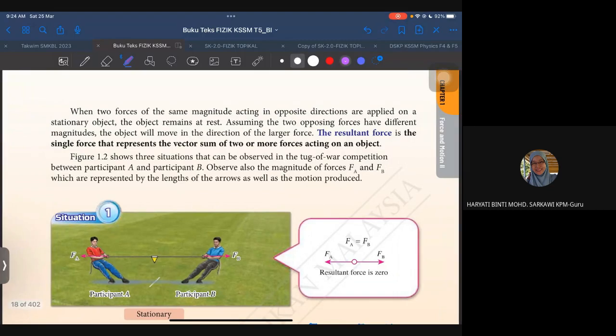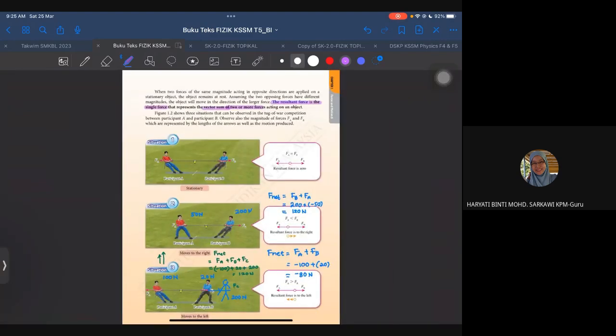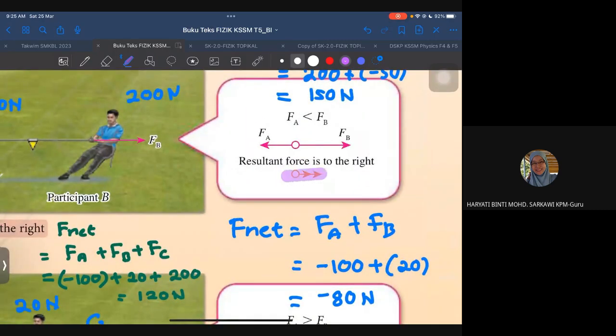So resultant force is the single force that represents the vector sum of two or more forces acting on an object. So resultant force is a single force, the summation of the vector forces of all the forces acting on the system. Can, huh? So that's why we say this is the resultant force just now. So the resultant force has magnitude and has direction.